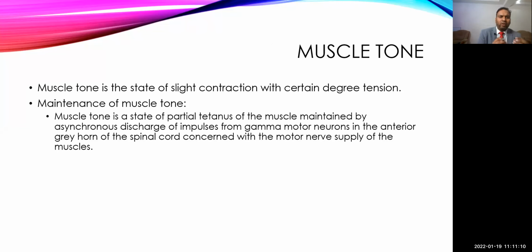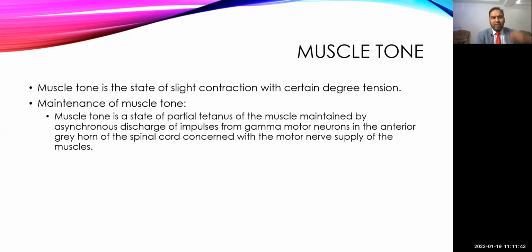This gamma motor neuron is the neuron which supplies the muscle spindles, and it will keep on activating the muscle spindles, which will initiate the stretch reflex and activate the alpha motor neuron, and cause the muscle to be a little bit in the phase of contraction, and that will increase the muscle tone. So this is how the muscle tone is maintained in our body. If there is no nerve supply, there is no gamma motor discharge, and a muscle which doesn't have any nerve supply will not have any tone.